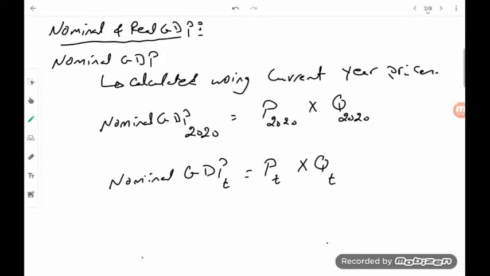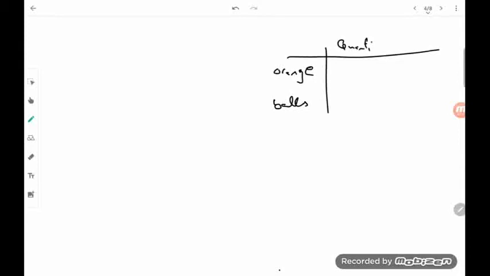So let's take an example. Let's assume an economy that produces only two commodities, oranges and balls. This is the quantity produced of each one of them, and this is the price. This is the case of year 2019. Say, for example, that the quantity is 120. Price for each one of them is 1 and 5.